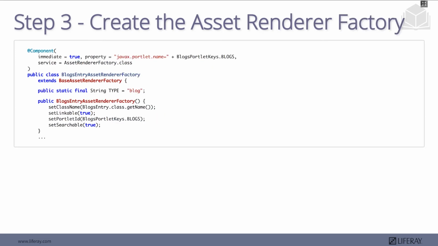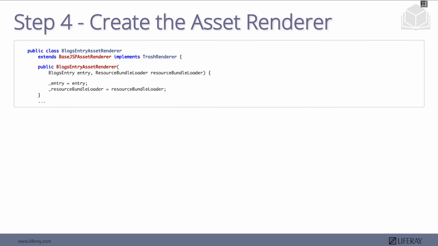So third step here, we need to create the asset renderer factory, bridging the gap between a generic asset and what it corresponds to. So that's done with the asset renderer. We use the asset renderer factory to create the asset renderer. So in this case, we see the asset renderer factory is created for the blog's portlet or for our blog entries.